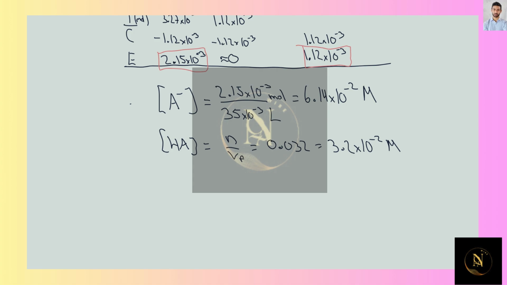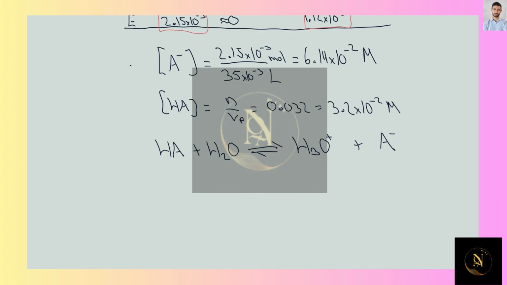Thus, the next step is considering the hydrolysis reaction that we have. And for this, the values that we are going to employ: initially, HA is going to be 3.2 times 10 to the minus 2. The water is a pure compound, so it doesn't matter. H3O plus is going to start at 0, and A minus will be 6.14 times 10 to the minus 2.